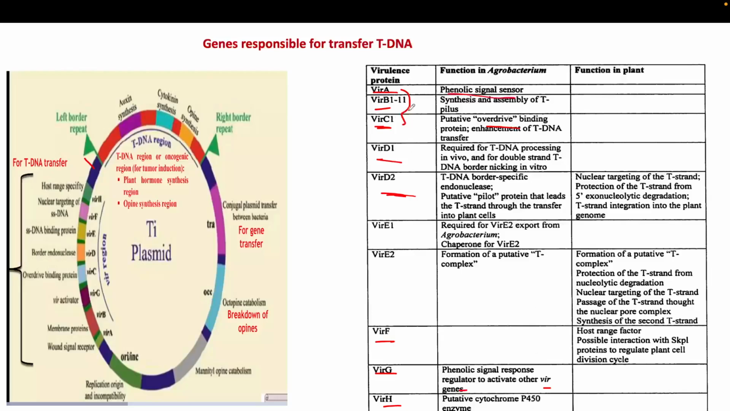So these are the different types of vir genes, their functions, and their numbers as well. These three things you have to remember: what kind of vir genes are present in the Ti plasmid, how many there are, and what their function is in the Agrobacterium as well as in the plants.